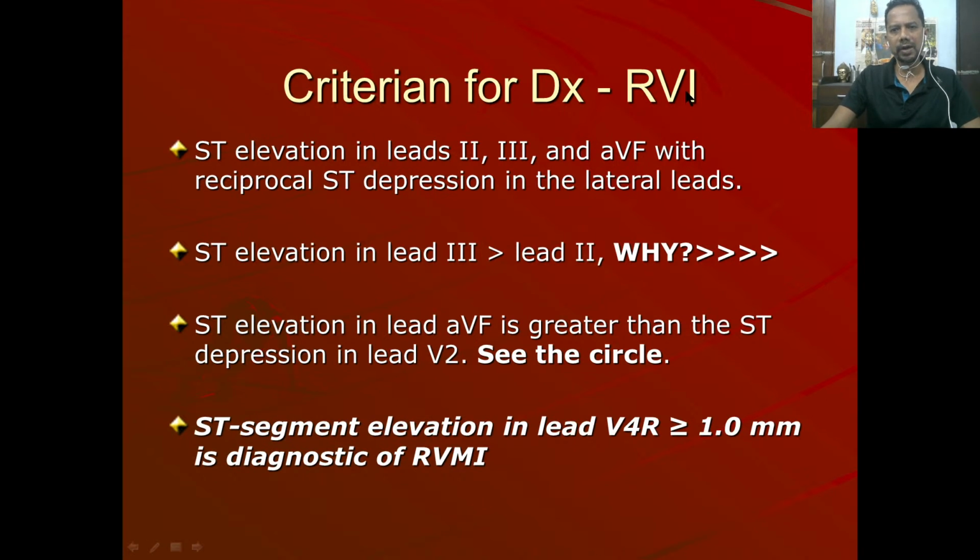So what is the criteria for RV infarction? Lead 2, 3, AVF, there is ST depression in lateral leads, ST elevation lead 3 more than in lead 2. Okay, so why there is ST elevation in lead 3?